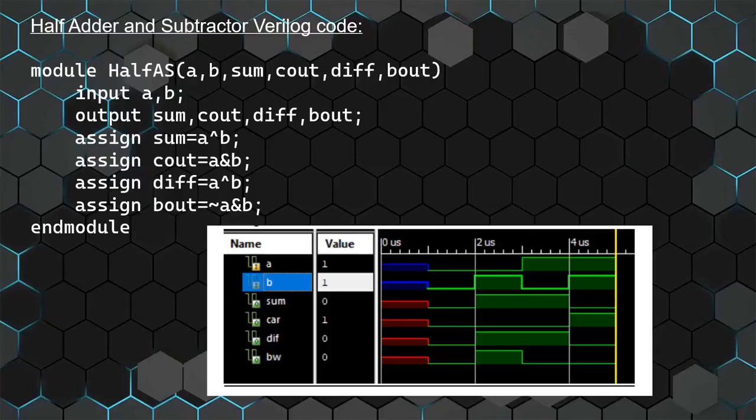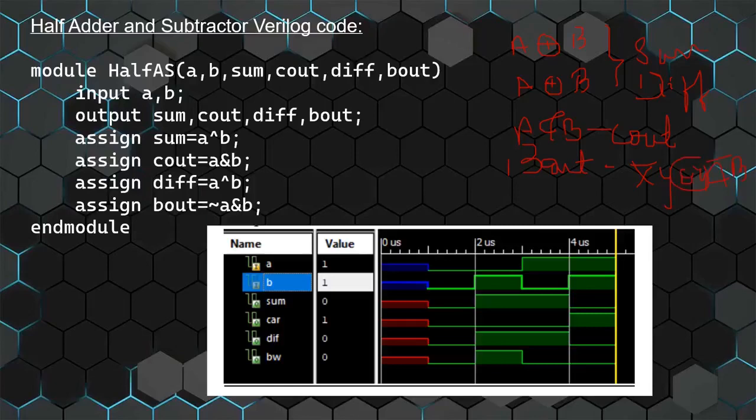For half adder and subtractor, we got the equations as A XOR B for sum and difference, and for carry out we got A and B, and for borrow out we got X bar Y, or it can be written as A bar B, right? So let me write the program for that.